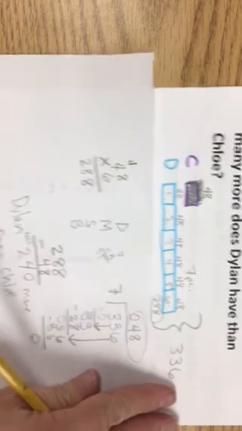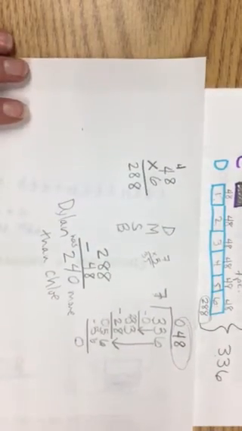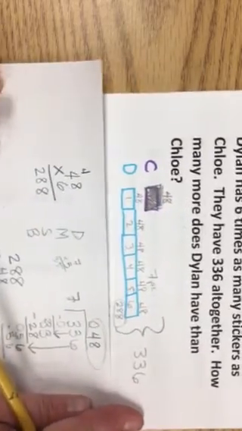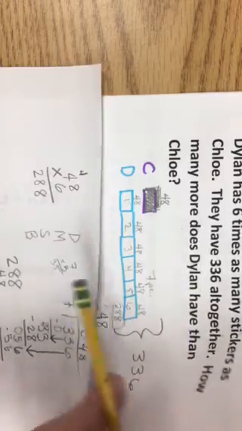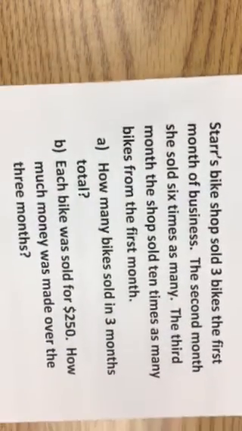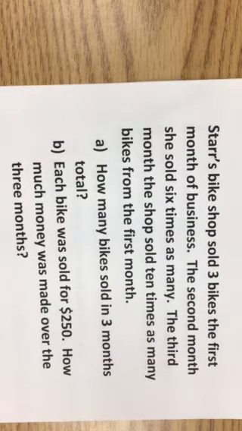Oh, and you can't even see that. I'm sorry. Off the camera. Okay? I hope that makes sense. Let's look at our next question. What did I have on here? Oh, okay. So, here we go.